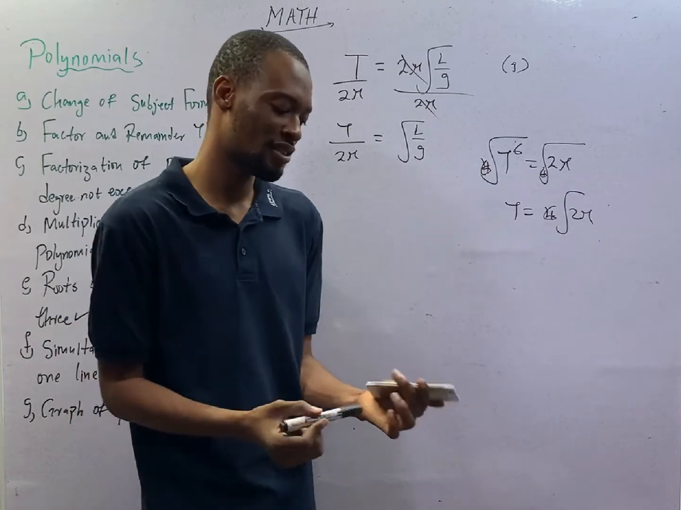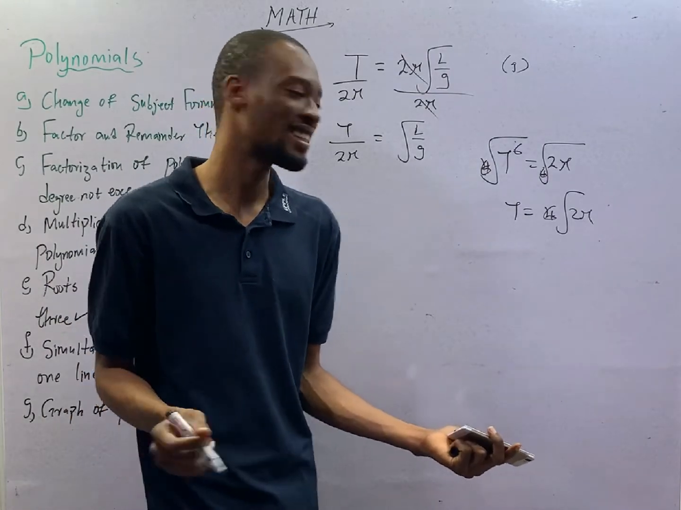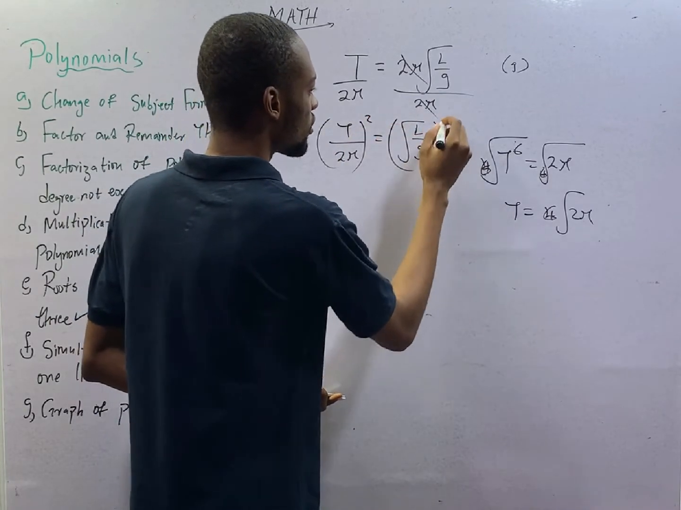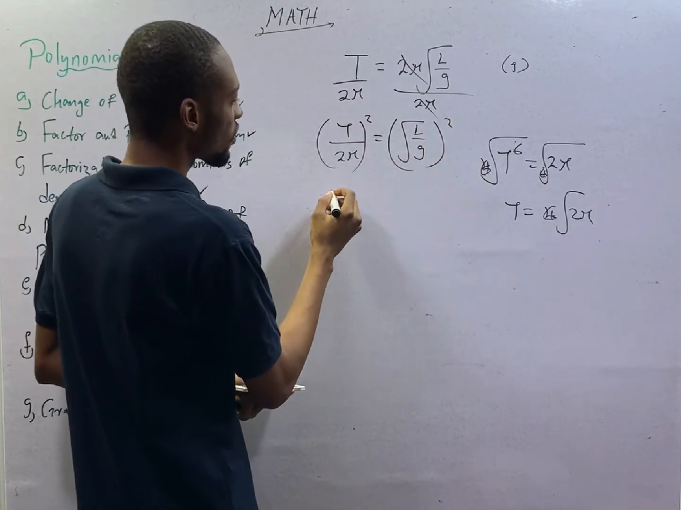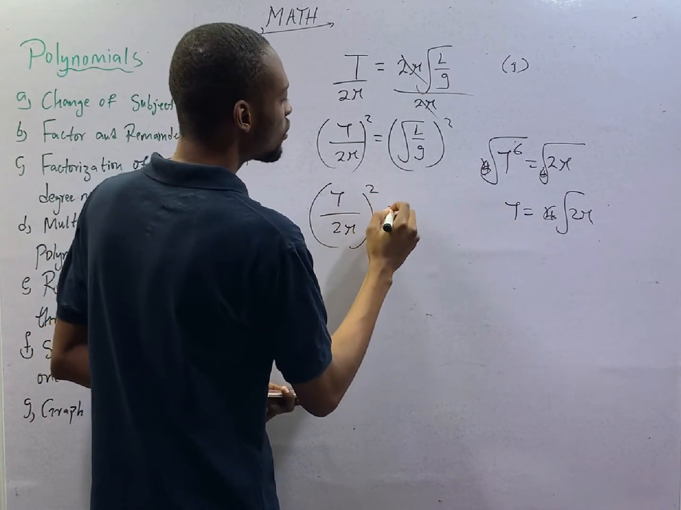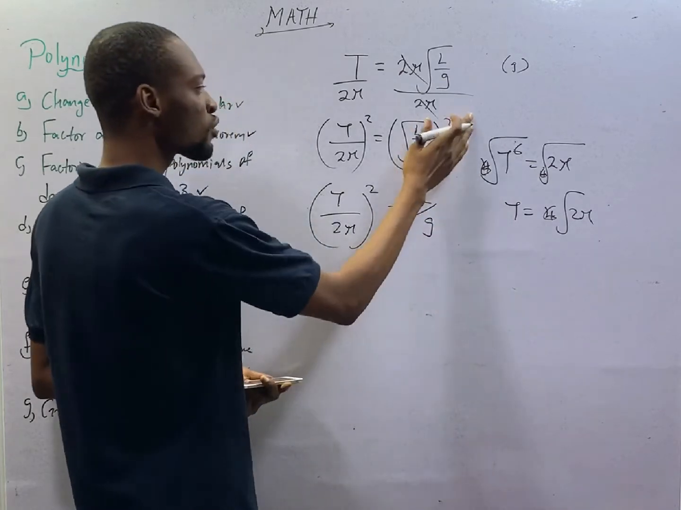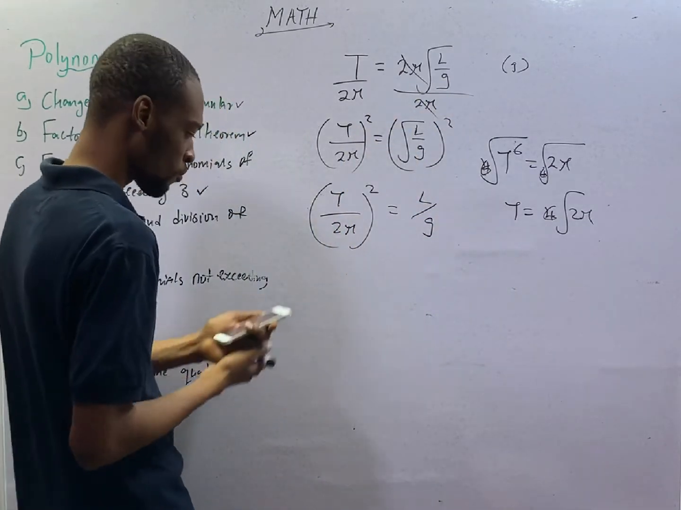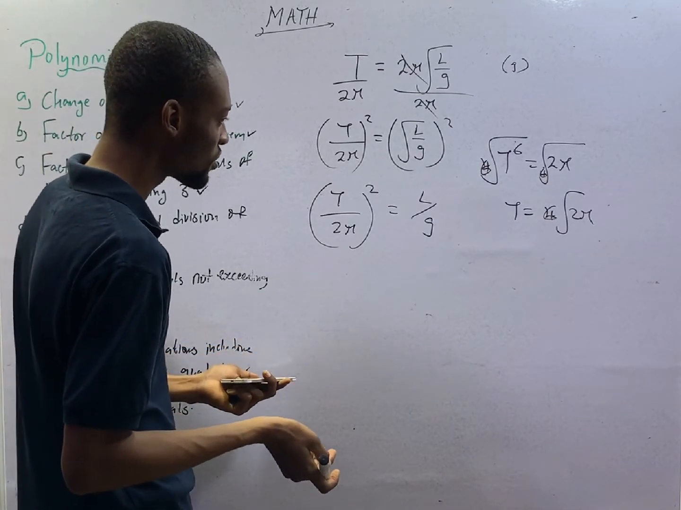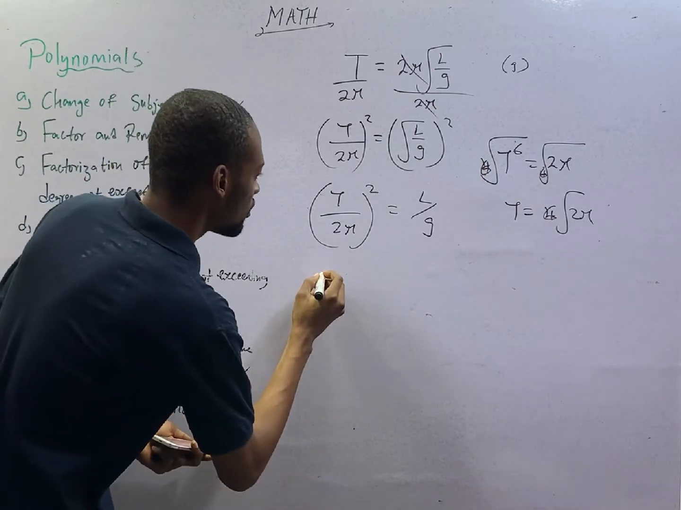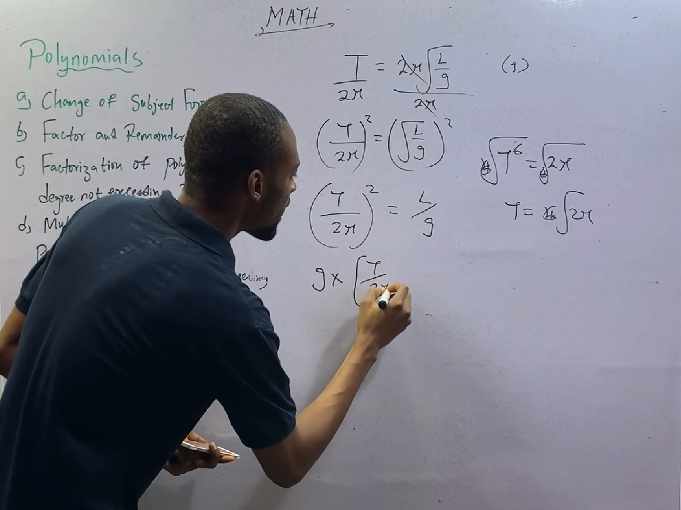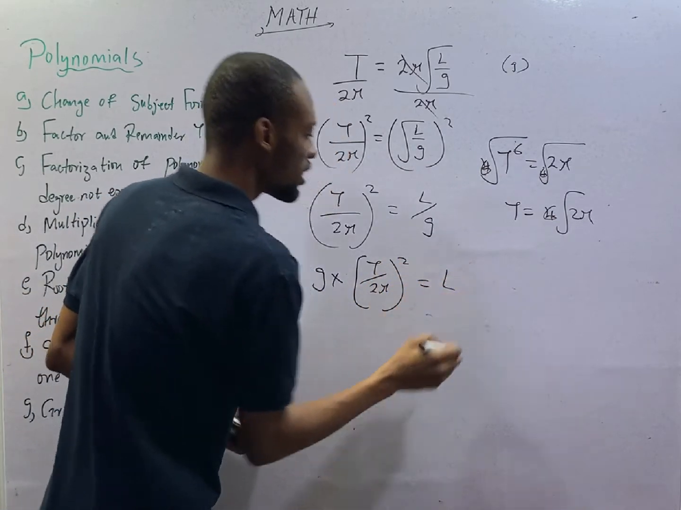To whom much is given, much is expected. So here is squared, here squared. That leaves us with t over 2 pi, squared, is equal to L over G, because this square has removed the square root. We are making G the subject of the formula. So what do we do? If you cross multiply, G times t over 2 pi squared is equal to L.